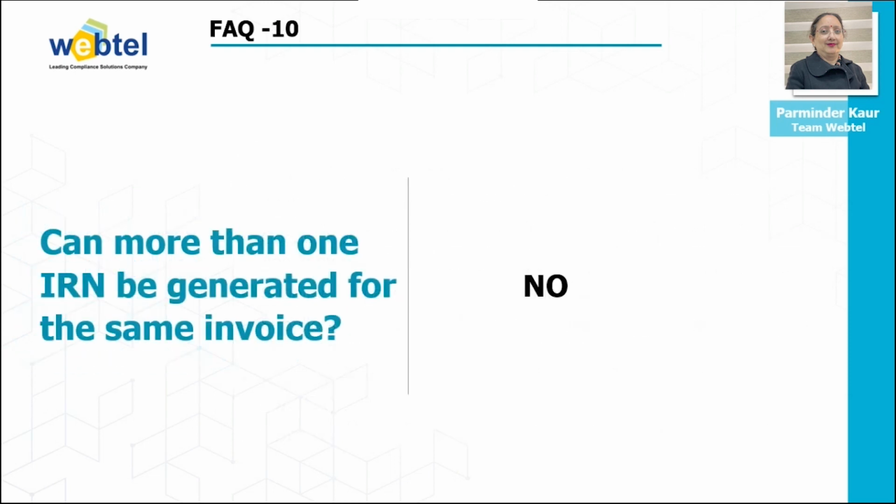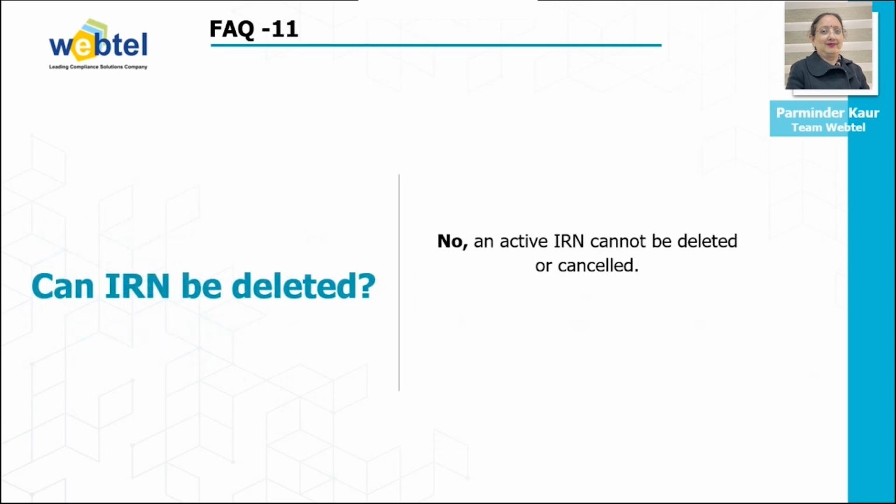Can more than one IRN be generated for the same invoice? No, you cannot generate more than one IRN on the same invoice. In such a case, the invoice will be rejected by the IRP. Can an IRN be deleted? No. An active IRN cannot be deleted or cancelled.